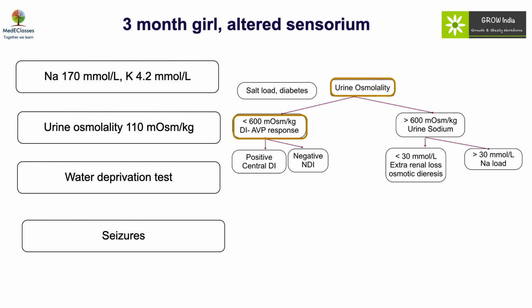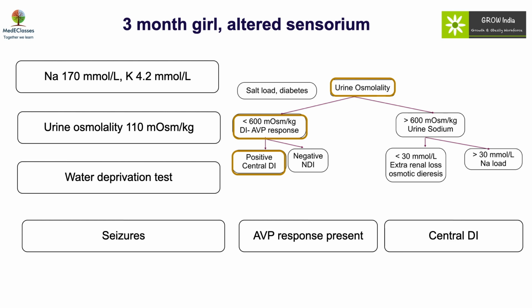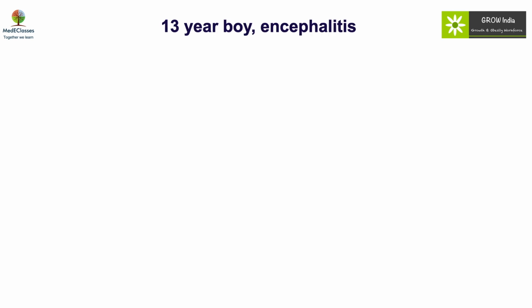So this child is actually DI. She has hypernatremia and she has low AVP. So this is DI. Do an AVP response. Never do a water deprivation test in somebody who already has hypernatremia.